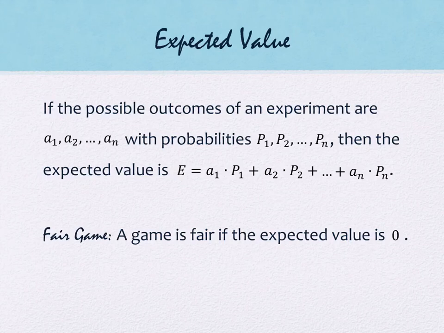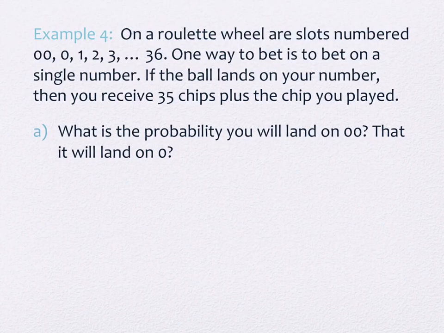Let's do an example, a casino example, maybe one you're familiar with, maybe not. On a roulette wheel, there are slots numbered 00, 0, 1, 2, 3, all the way up to 36. It's a wheel, like when you spin it for the game of Life, but it has 38 different slots, because it's got 1 to 36, 0, and 00. There are lots of ways to bet, but one way is to bet on a single number. You say, I think it's going to land on 5.